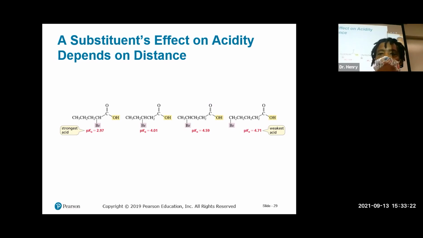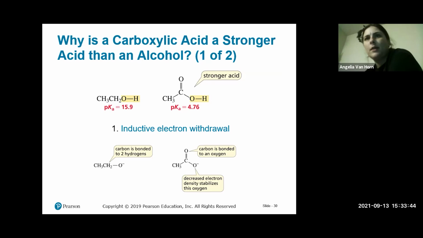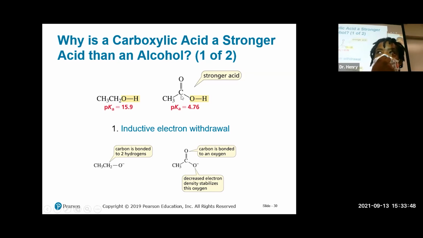Okay, so my first question: why is carboxylic acid a stronger acid than the alcohol? Here's our alcohol. Here's our carboxylic acid. Is it because the carboxylic acid has two oxygens? That's right. It is because that carbon has two oxygens.